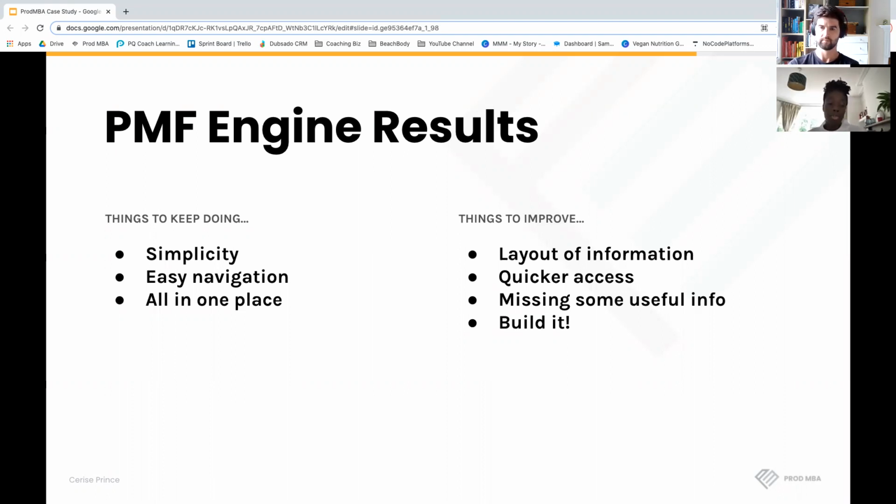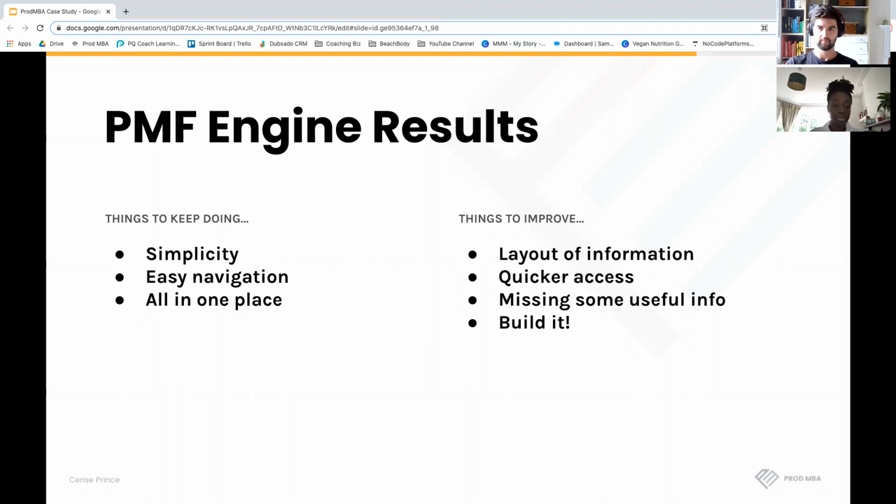But the things to improve, as I mentioned before, was the layout of the information, having even quicker access to certain things, and also some information that would be useful that wasn't included. And just to build it, make it something real, so it wasn't just clicking things that didn't do anything. So there was quite a lot of excitement about knowing what the next steps were in this project, which was good to hear.